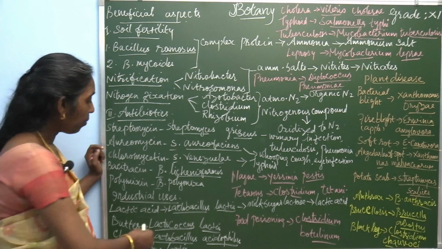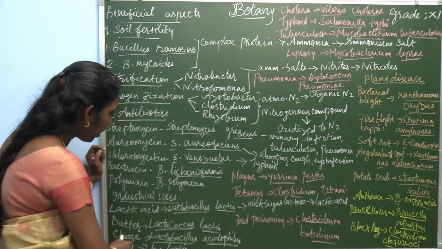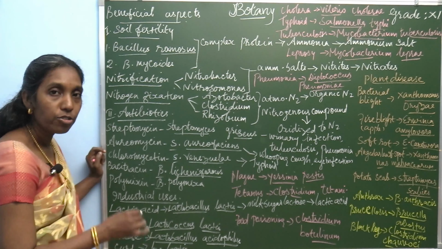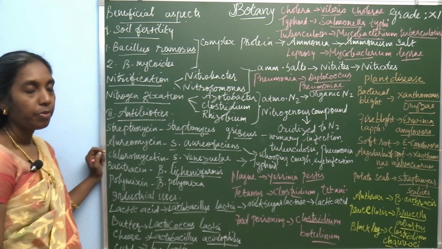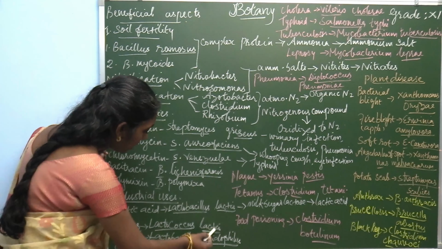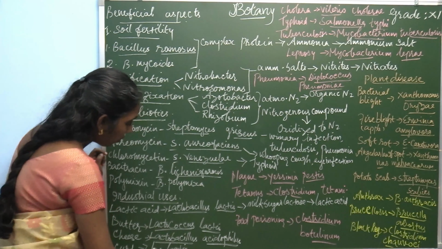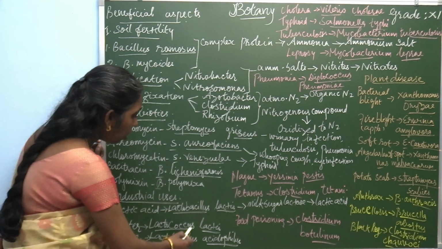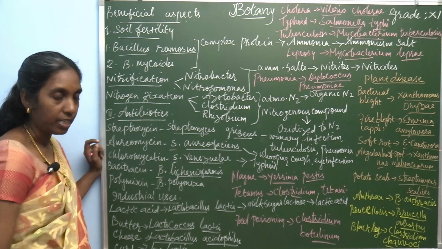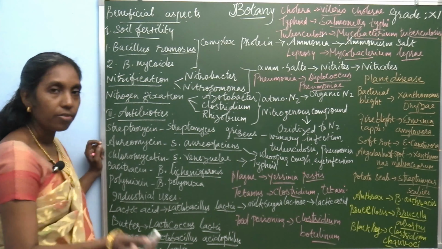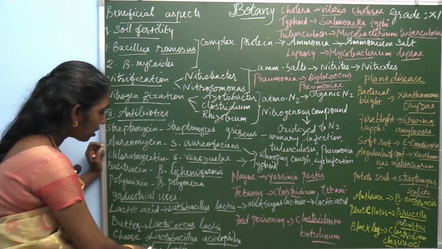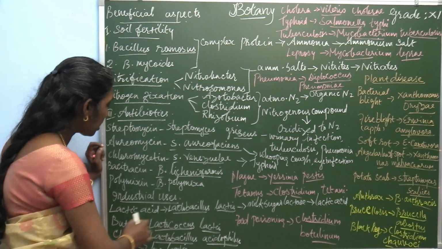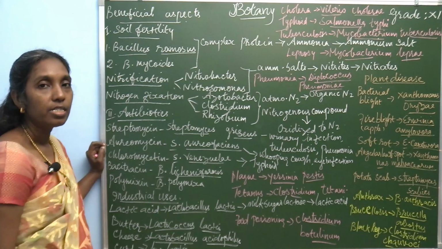Milk is converted into butter by Lactococcus lactis, milk is converted into cheese by Lactobacillus acidophilus, and milk is converted into curd by Lactobacillus lactis. There are three different kinds of bacteria: Lactococcus lactis converts milk into butter, Lactobacillus acidophilus converts milk into cheese, and Lactobacillus lactis converts milk into curd. So, these are the production of lactic acid, butter, cheese, curd, everything is industrial uses.